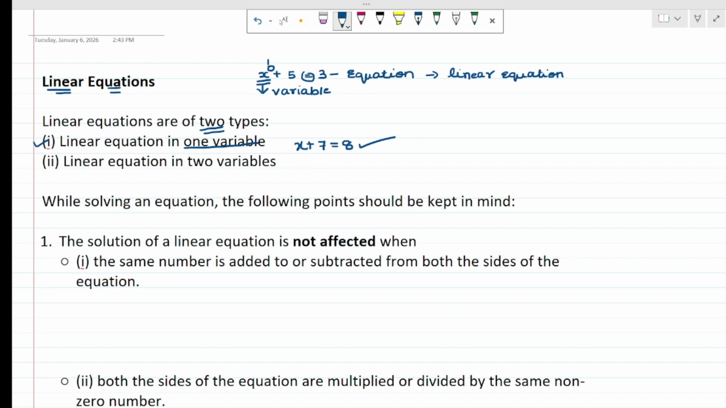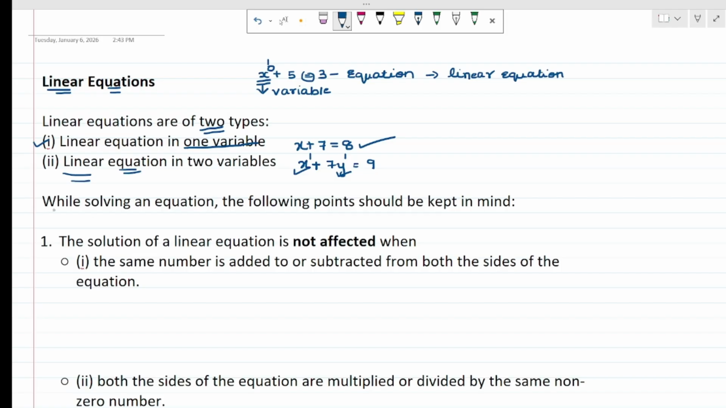Second is linear equation in two variables. Now, what does this two variables mean? Two variables mean when you are using two variables, that means let me take an example of x plus 7y equals to 9. Okay, now as you can see over here, there is my variable x, there is my variable y. What is the degree for both my variables? It's 1 and it's 1. That means this is your example for linear equation in two variables.